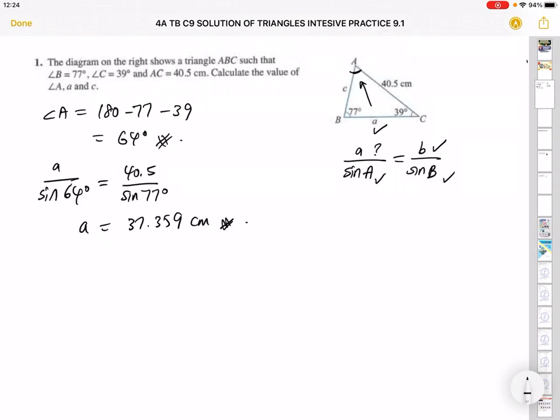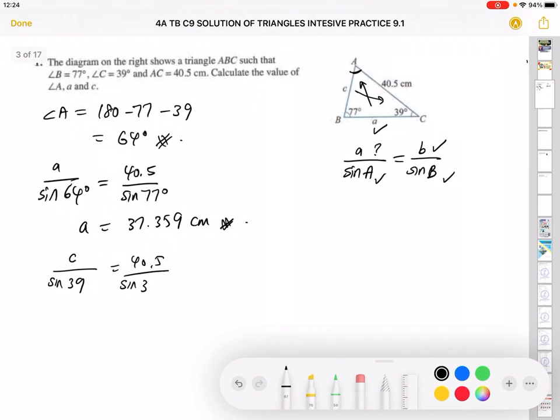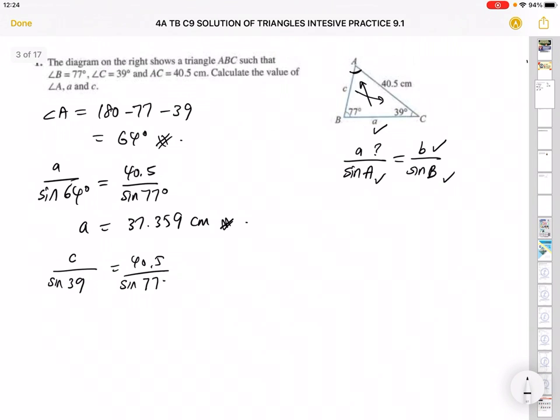Alright, now if I want to find small c, I divide by angle 39, sine 39. This is the same, 40.5 divided by sine 39. Now notice, sine 77, the ratio is always the same, because we can actually extend this to c over sine C. It's going to be the same. Now, if I multiply over, in this case, I will get 26.158 cm.